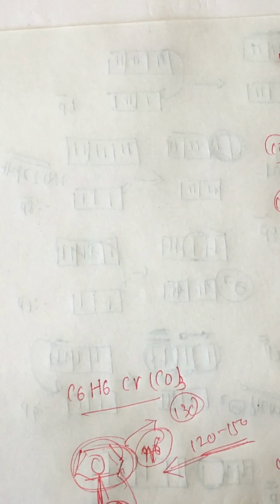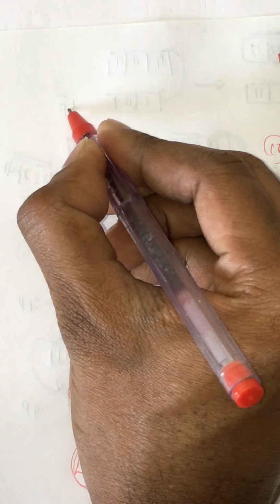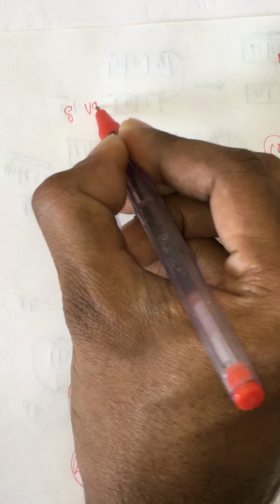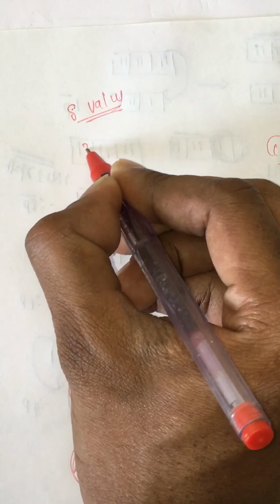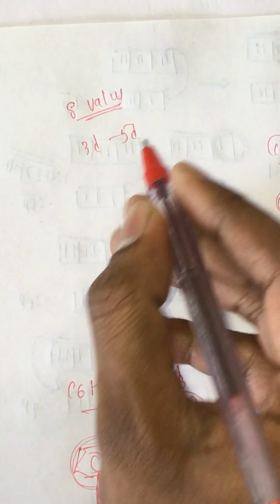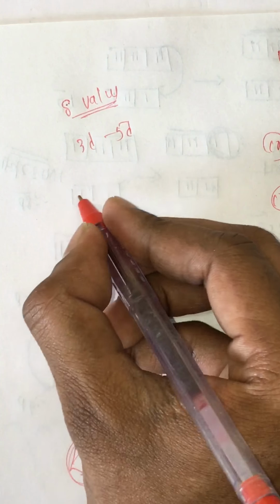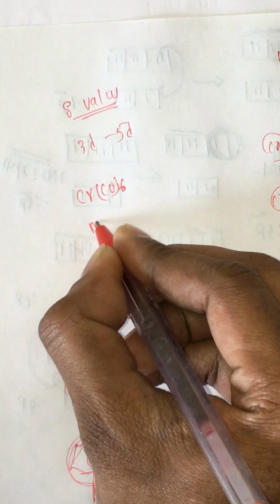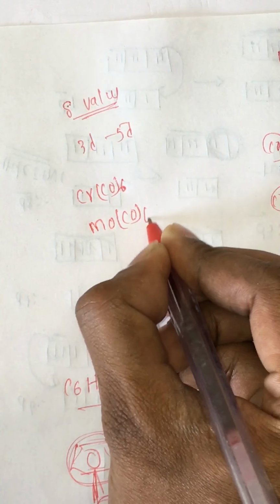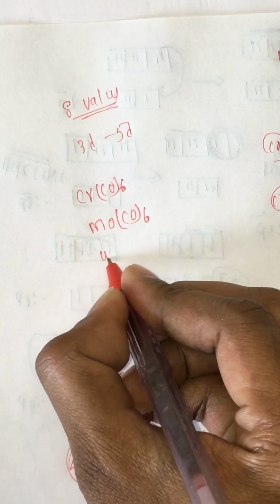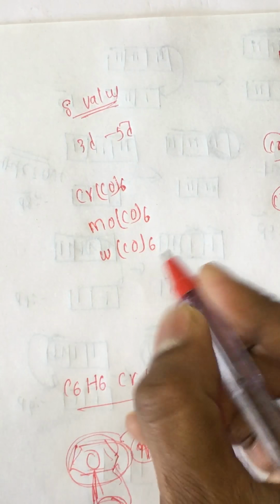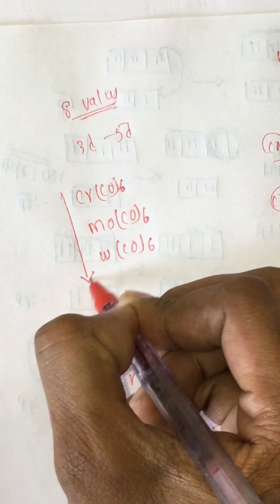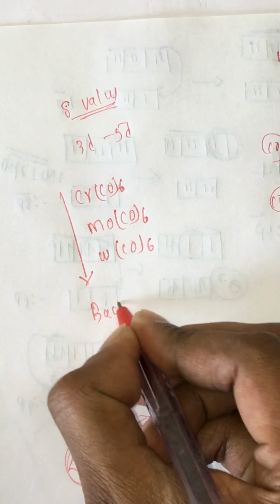And another thing: how does the chemical shift value change on going from 3d to 5d? So we have 3 complexes here: Cr(CO)6, Mo(CO)6, and W(CO)6. As we go from top to bottom, the back bonding will increase.